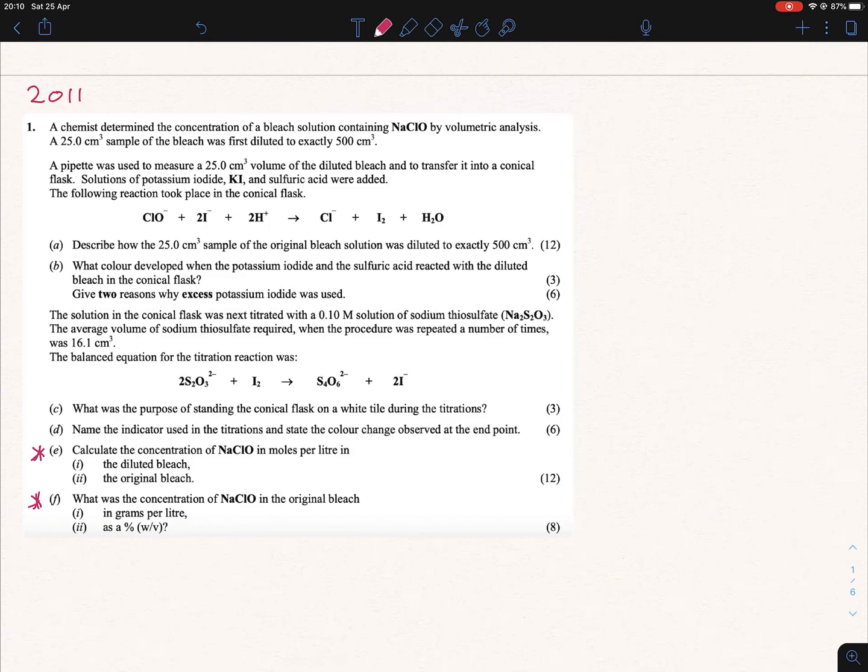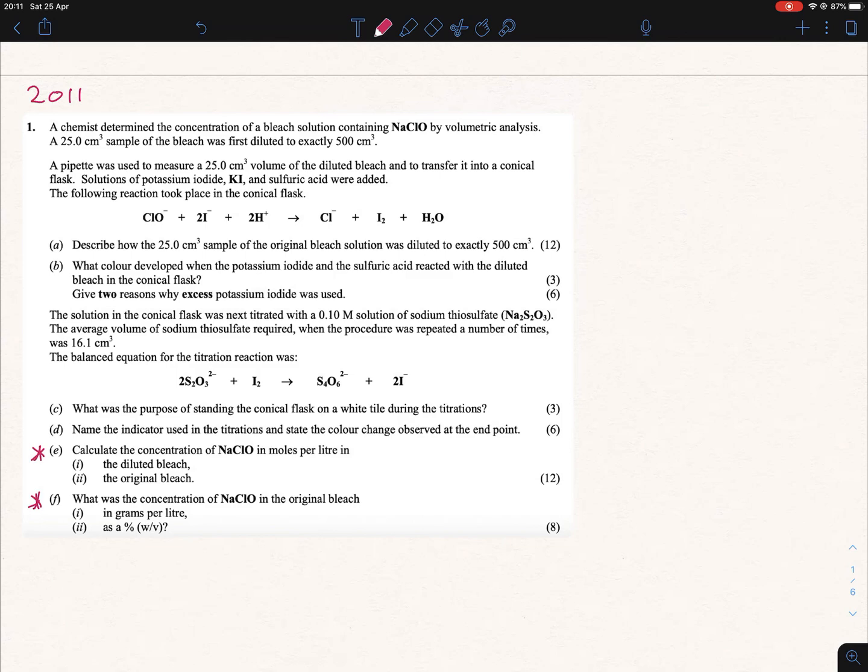So this is 2011, and it's on Bleach, and we're only going to focus on the maths. So that means E and F are the ones we're going to answer. So we're asked in the first one, and we usually ask for this for Bleach, to calculate the concentration of NaClO in terms of moles per liter. Moles per liter meaning molarity of diluted bleach and then the original bleach.